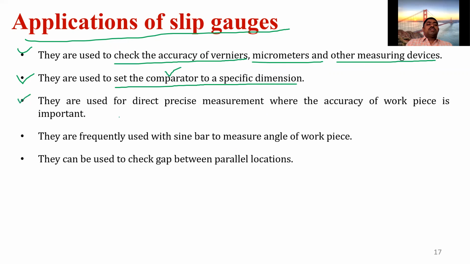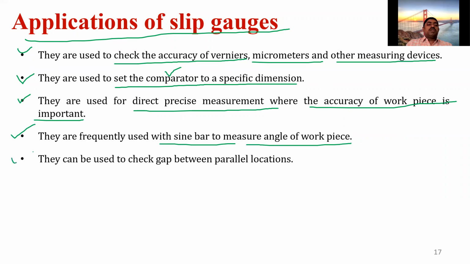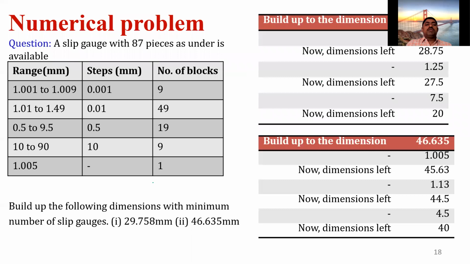And this can also be used in direct precise measurement where the high accuracy of the workpiece is important. And also we can use them frequently in combination with the sine bar. We use the slip gauges for measuring the angle of the workpiece. And also we can use the slip gauges to check the gap between parallel locations. So in all these cases, we can use the slip gauges for taking the measurement or setting the workpieces to the required angle.